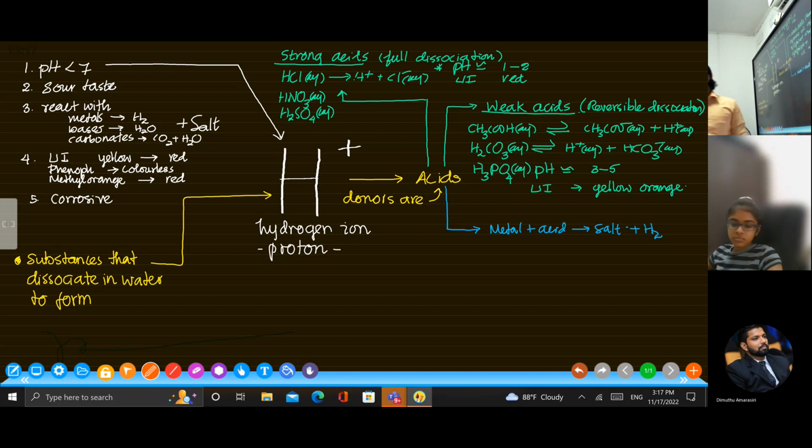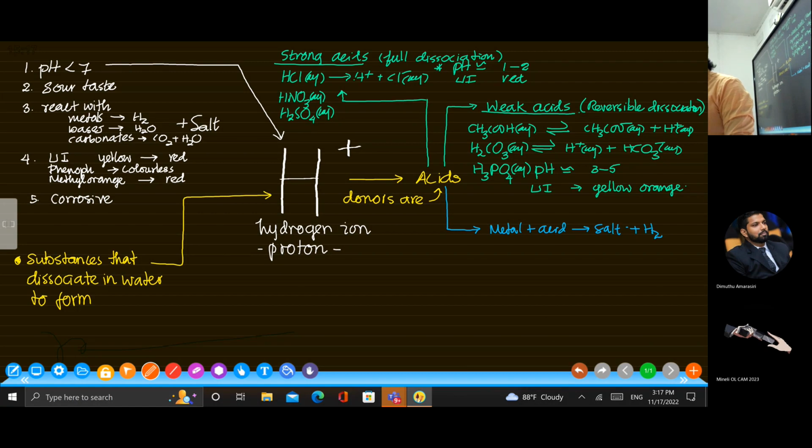Any special point that you need to remember regarding this reaction? No? Yes? Sorry? This is not a neutralization reaction. That's a good try, by the way. This is not neutralization. Hydrogen is being made, so it is a redox reaction. This is a redox reaction.